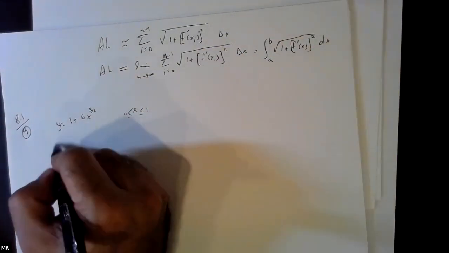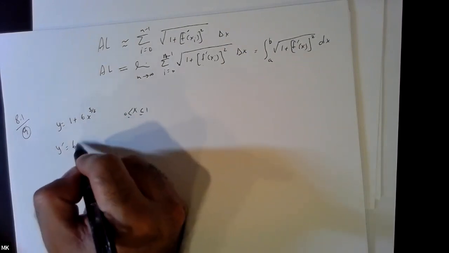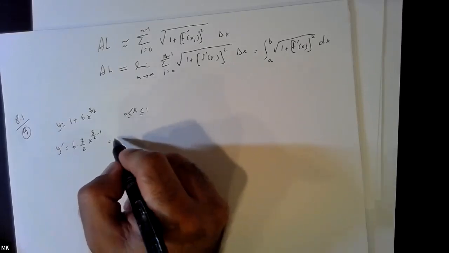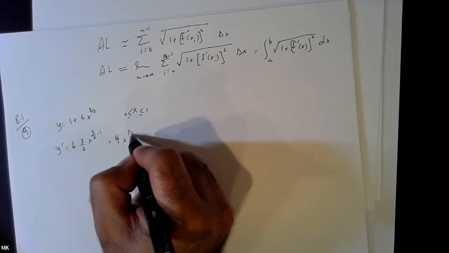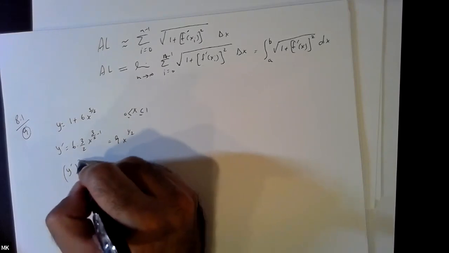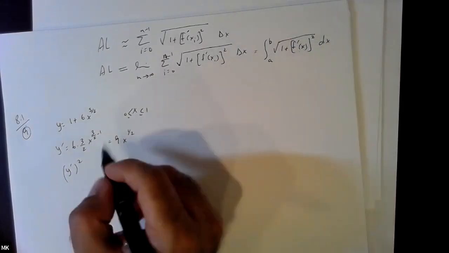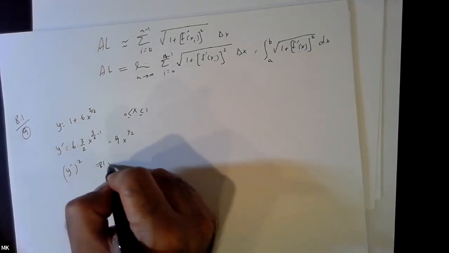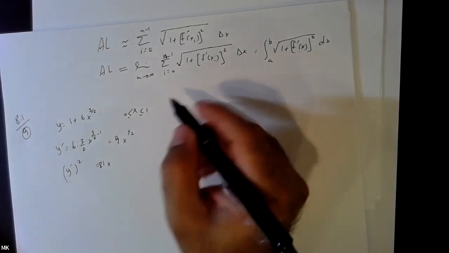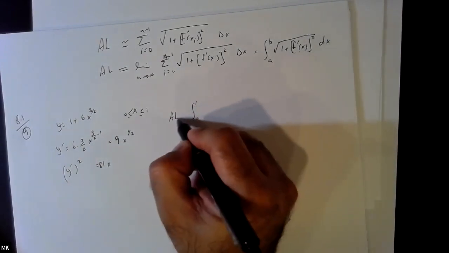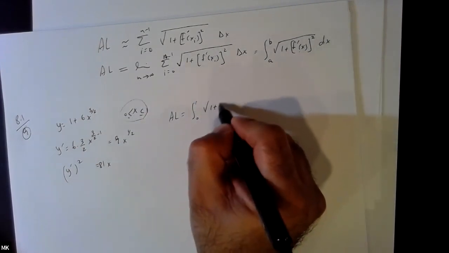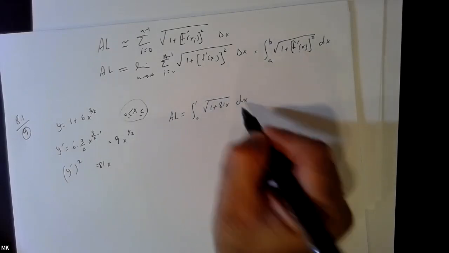I'll just go through the process. I find y prime, which is 6 times 3/2 x to the 3/2 minus 1. You can do that at your own speed. So in this case, it's going to be 9x to the 1/2. Y prime squared, remember there's a square there, right? Y prime squared is going to be 81x. So the arc length is going to be the integral from 0 to 1 of square root of 1 plus 81x dx.